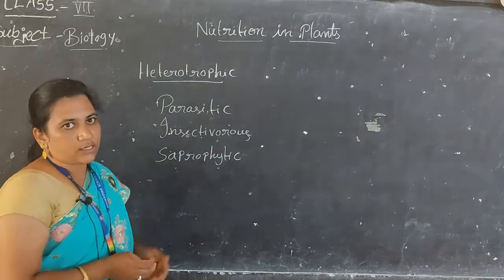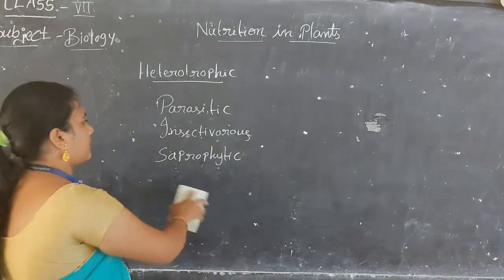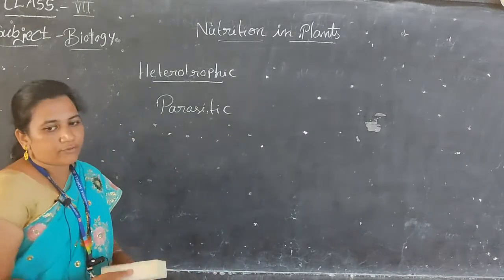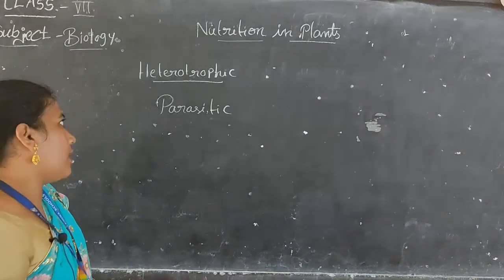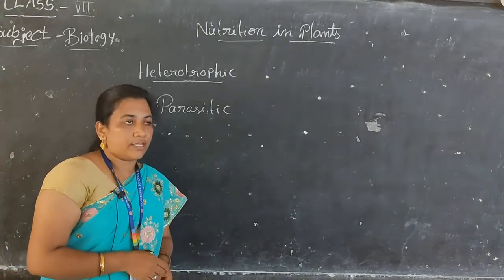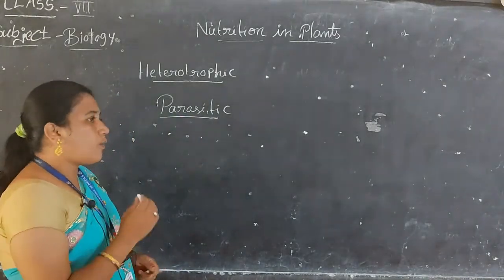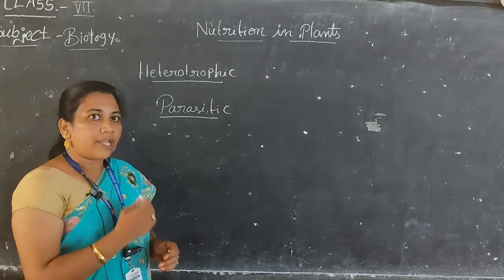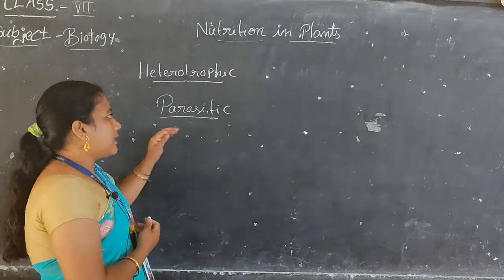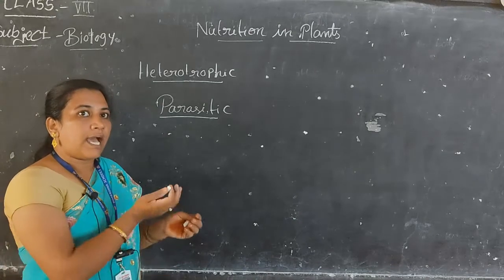Let us discuss one by one what is meant by the parasitic mode of nutrition, insectivorous and saprophytic. In the heterotrophic mode of nutrition, all organisms depend on other organisms for their food. Parasitic means one organism depends on another organism for its food. In this, one organism completely gives a host for the other organism.